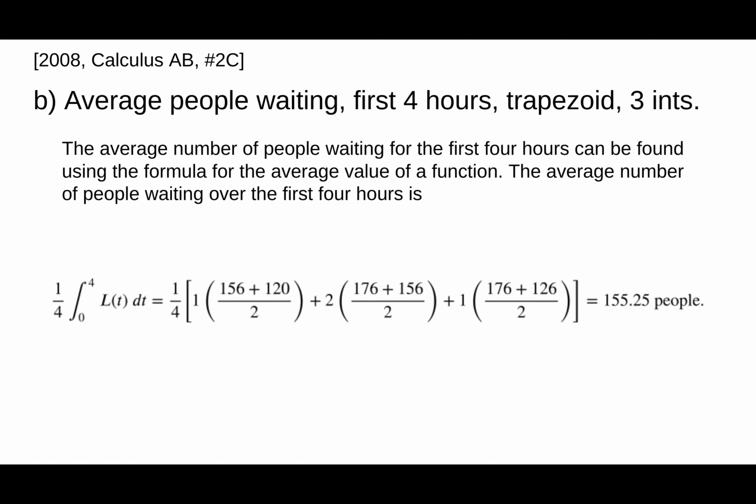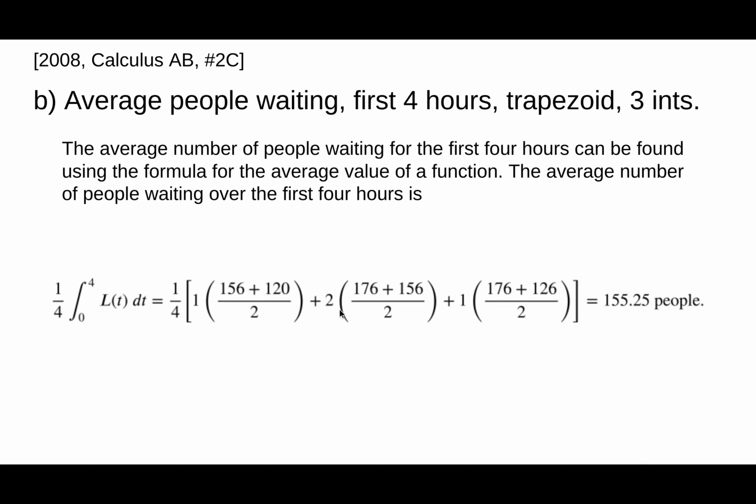Now we are told specifically how to approximate this integral. We are to use the trapezoidal sum using 3 subintervals. So we would have 1/4 times, and then this is the really, really important part. You need to have an interval width times, in this case, an average of 2 function values. So the first interval has length 1, the second interval would have length 2, and the third interval would also have length 1, so that's why the 1, 2, and the 1 are there. But it's a trapezoidal sum, so we have to take the average of the 2 bases, 156 plus 120 over 2, 176 plus 156 over 2, 176 plus 126 over 2.